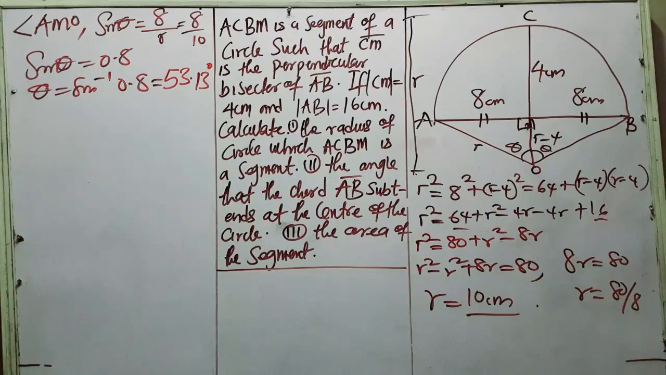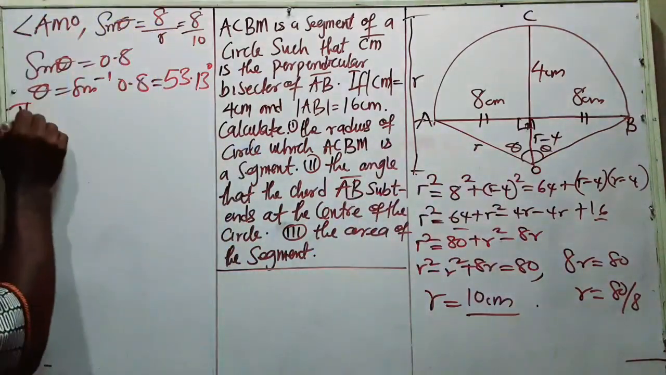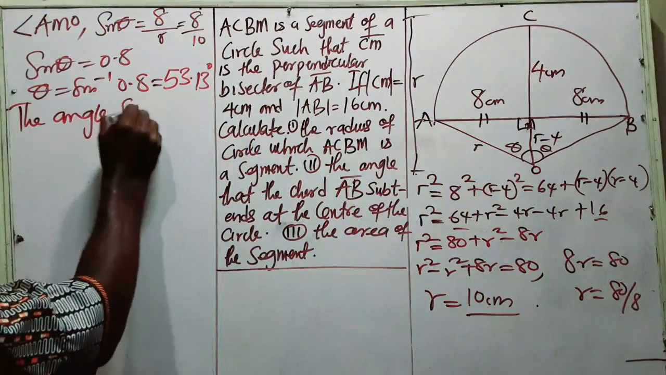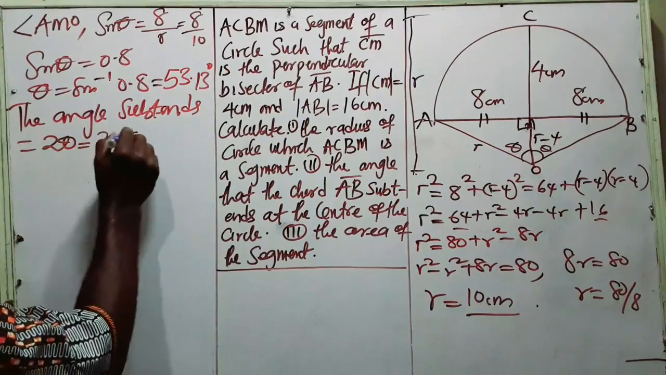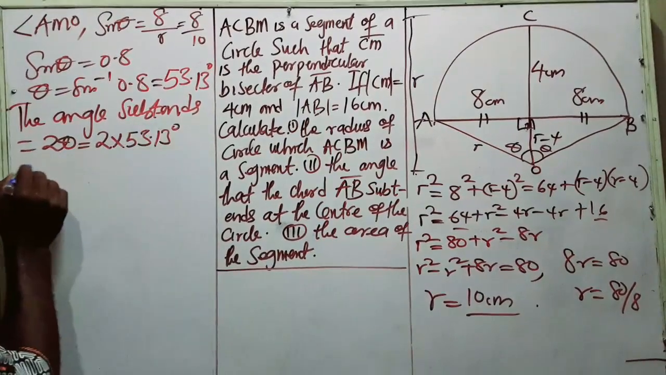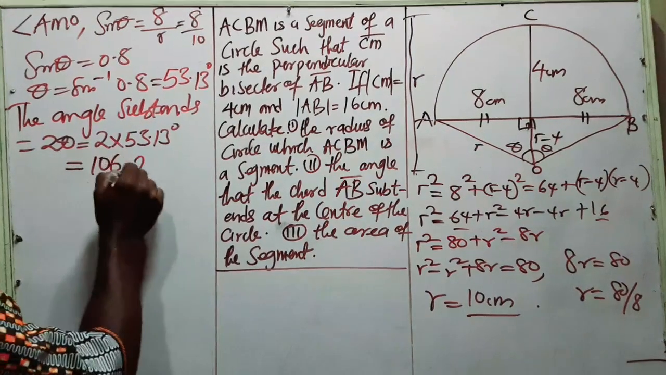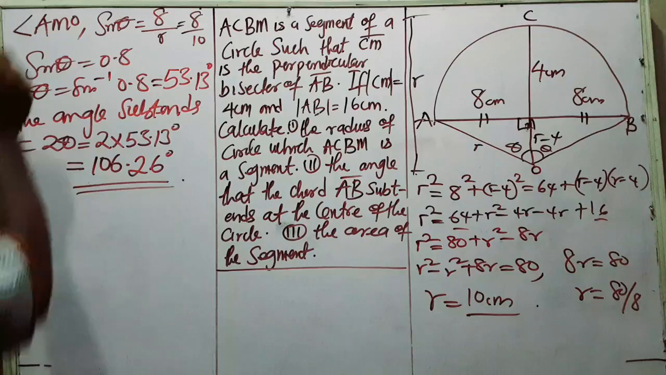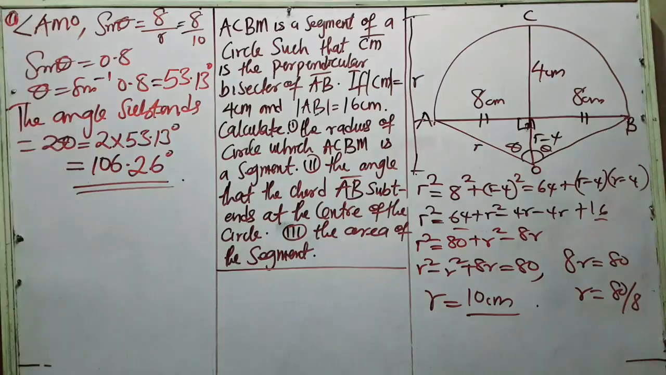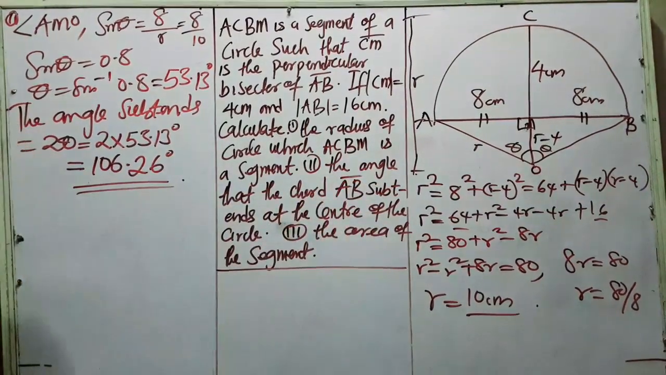So now the angle is 53.13 degrees. So therefore, we are now to find the angle subtended. The angle subtended will be 2 times theta, which is 2 times 53.13 degrees, which gives us 106.26 degrees. So that is the value of the angle. That is the answer for question 2, which says the angle that the chord AB subtends at the center of the circle. Now we continue.